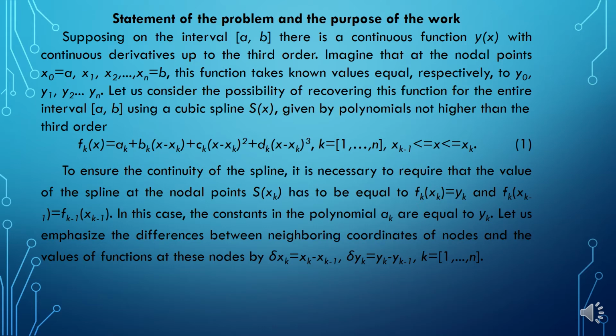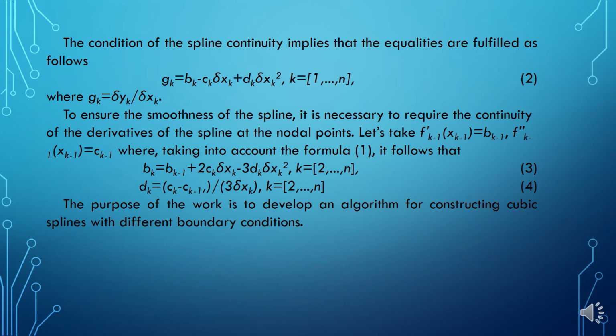To ensure the continuity of the spline, it is necessary to require that the value of the spline at the nodal points s of xk has to be equal to yk. In this case, the coefficients ak in the polynomial are equal to yk. Let us emphasize the differences between neighboring coordinates of nodes and the values of functions at these nodes. The condition of the spline continuity implies that the equalities in Formula 1 on the slide are fulfilled.